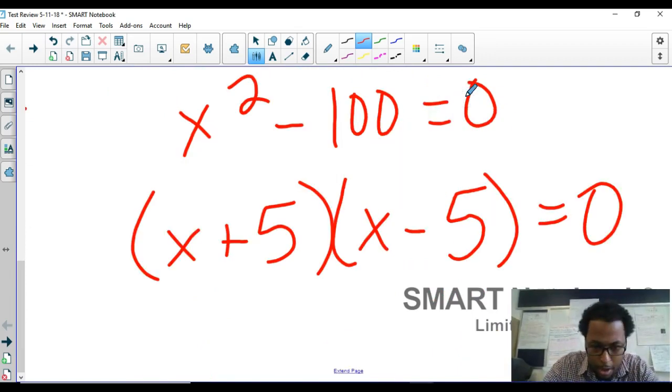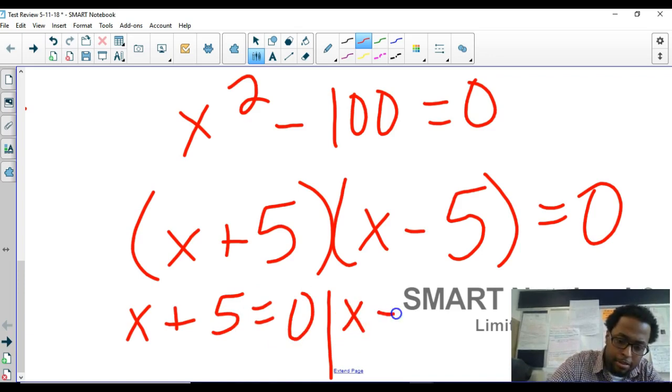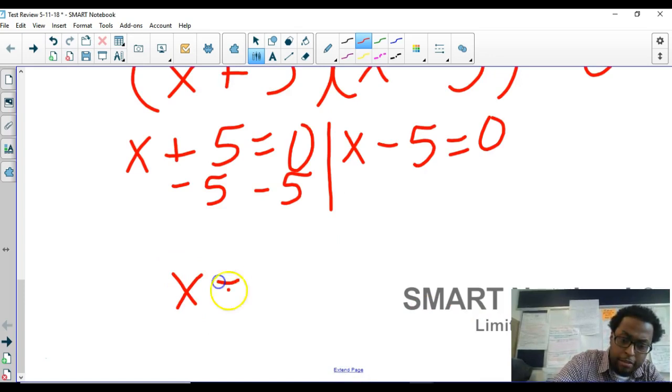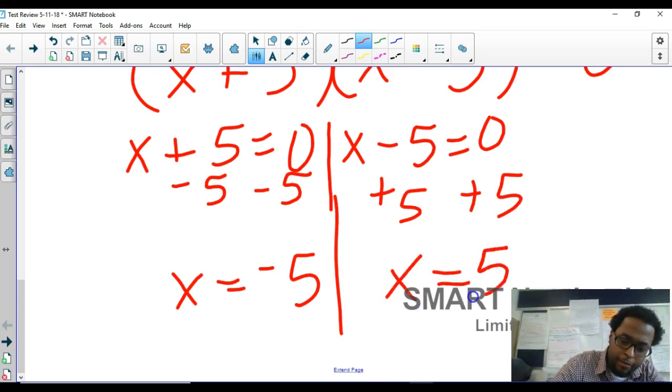Okay? I split up my two equations. My first one is going to be x plus 5 equals 0. My second one is going to be x minus 5 equals 0. When I do the work, minus 5, minus 5. On this first side, I'm going to get x equals negative 5. Second side, plus 5, plus 5. I'm going to get x equals 5.